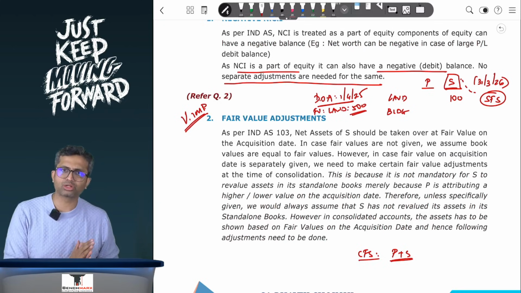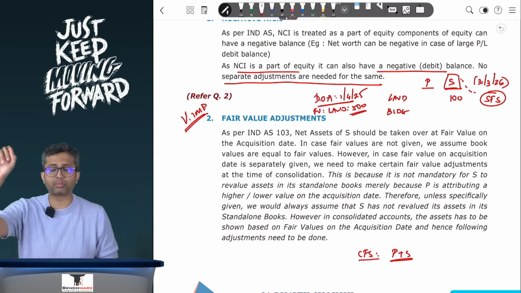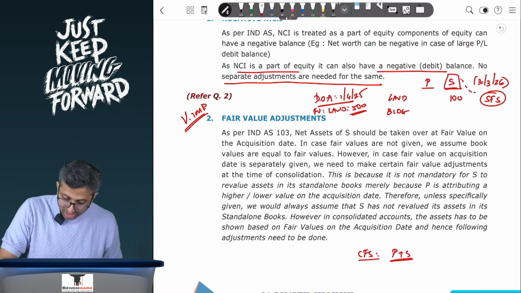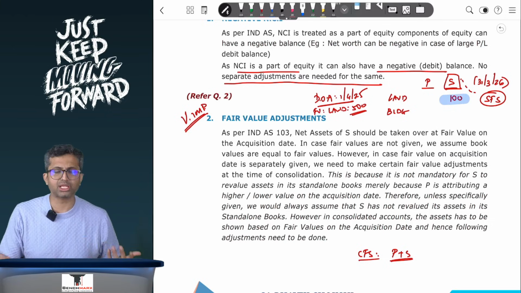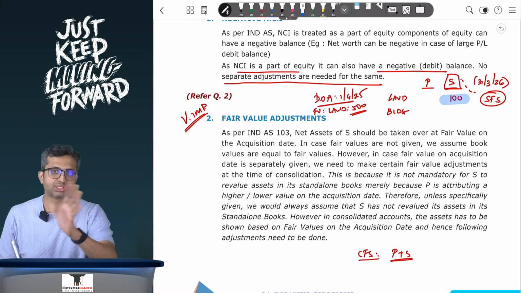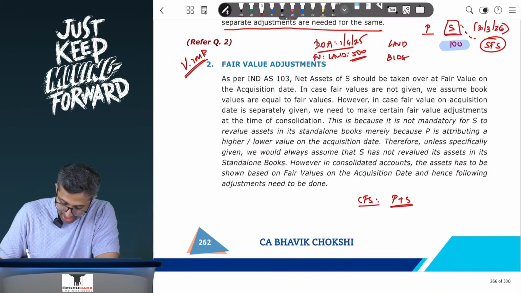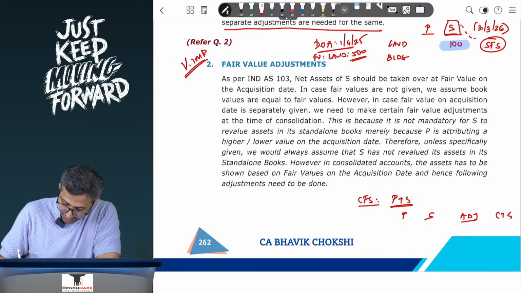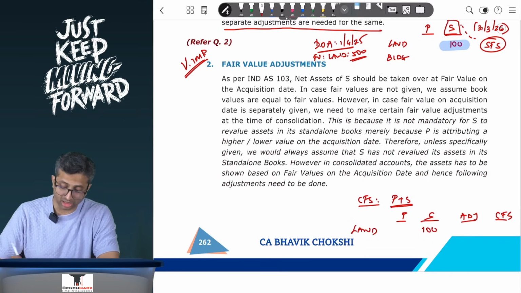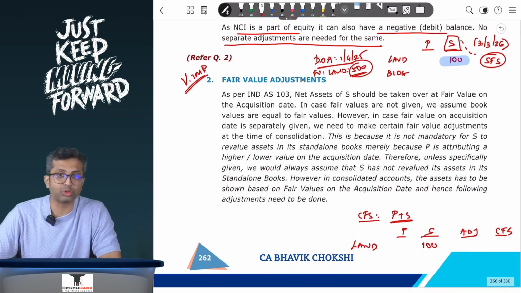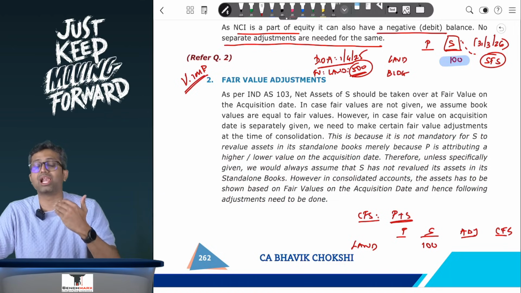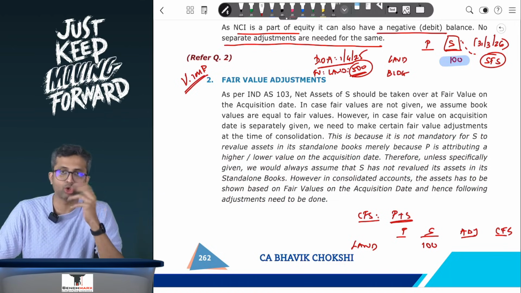So when you prepare your consolidation steps, you prepare your balance sheet, you prepare the notes. In the notes, you will take over the land of the subsidiary as it was appearing in its books, that is 100. However, when I prepare the consolidated balance sheet, let us say of PS adjustments, in my CFS, the land should not appear merely at 100 rupees. In the subsidiary's books, it is appearing at 100. On the date of acquisition, the land was worth 500, and hence the value of the land will be higher as per Ind AS 103 on the acquisition date.